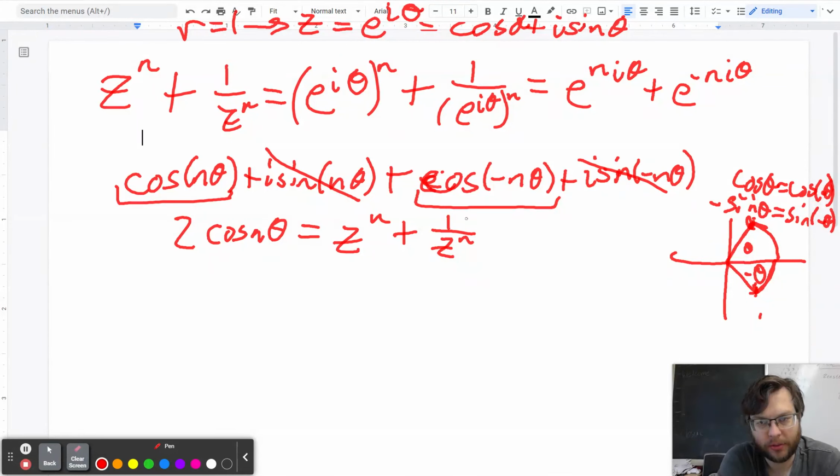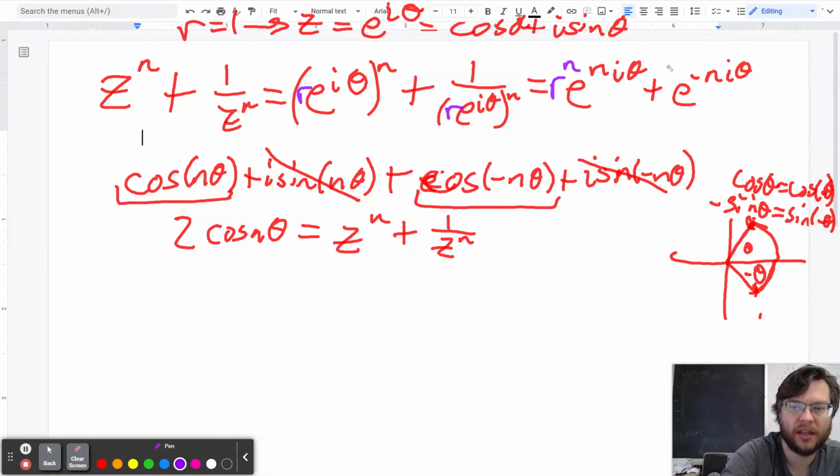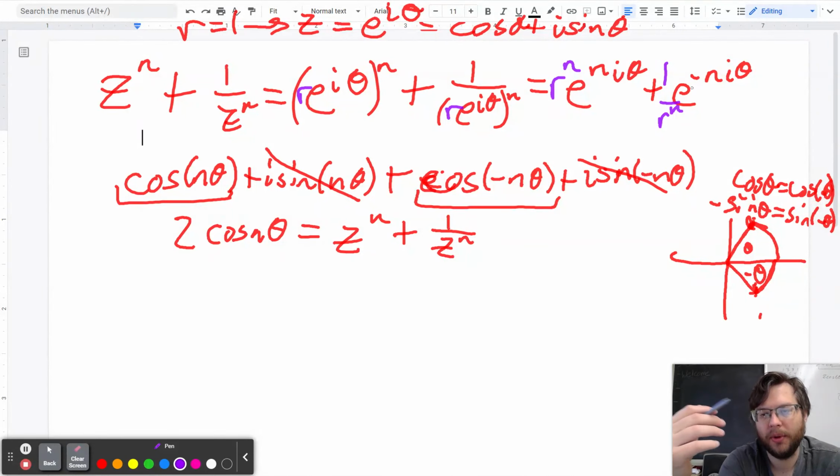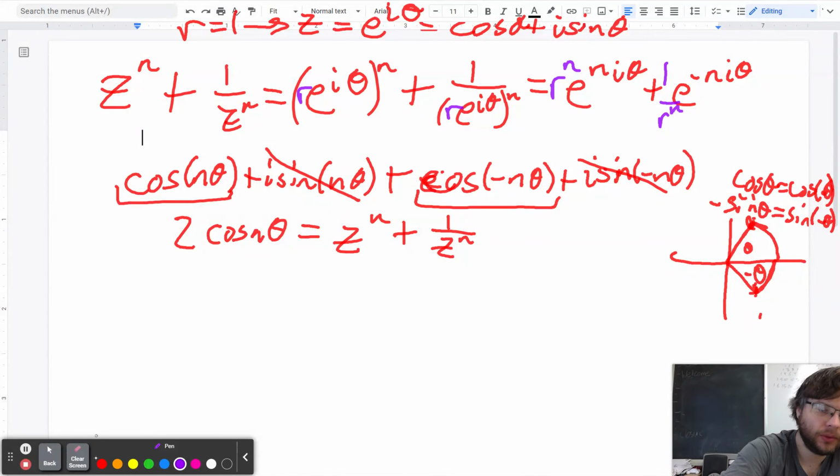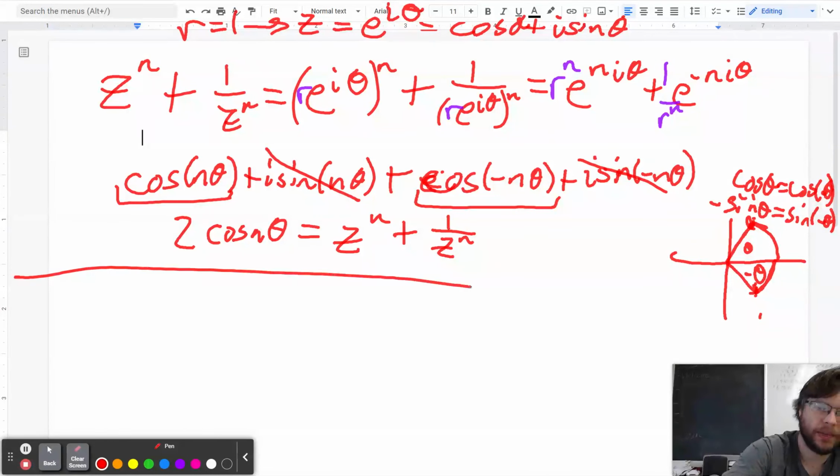If the r value was not equal to 1, then I'll just write it in purple, I'd have an r right here and an r right here. I'd have an r to the n here and a 1 over r to the n here. You can't do anything with that. But when the r value is equal to 1, then we do have this beautiful identity. So now what we're asked to do is to try to play around with that.